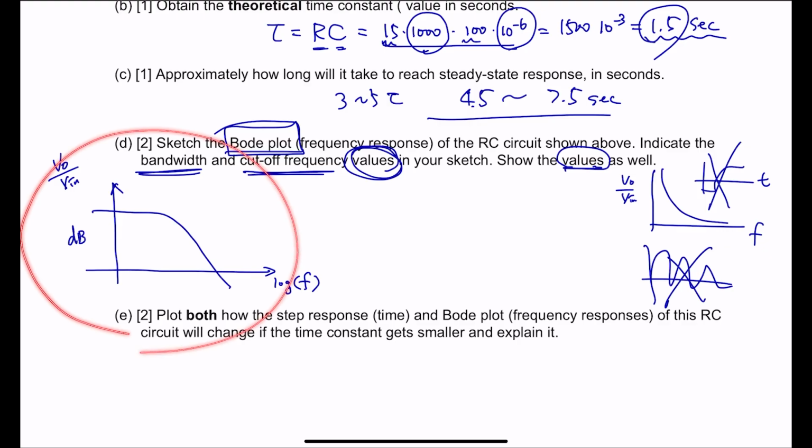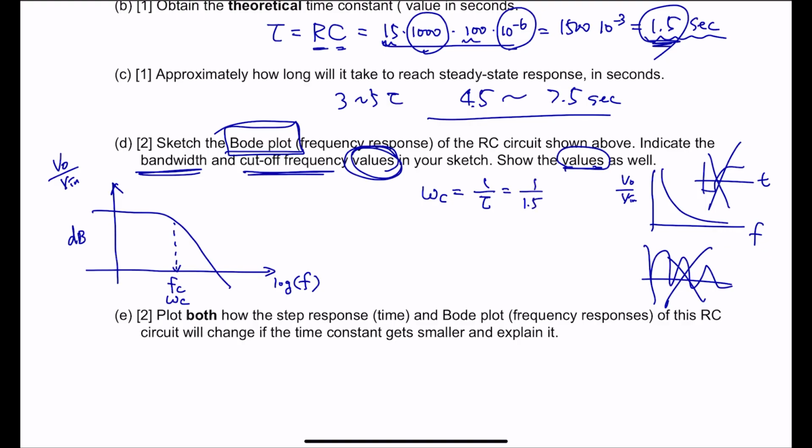So this is the Bode plot, and it starts to bend down at this point, and that's going to be the cutoff frequency, right? Or you can use omega c, depending on whichever you choose. And your cutoff frequency is nothing but 1 over tau, and we found the tau was 1.5, so it's 1 over 1.5 radian per second. If you chose to use hertz, all you need to do is just divide it by 2 pi. So it's going to be 1 over 2 pi times 1.5, like that, and this is going to be in hertz.